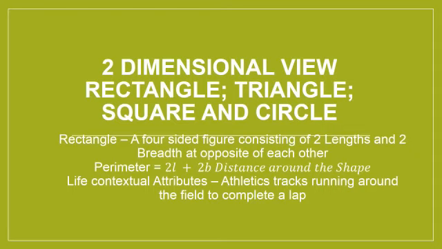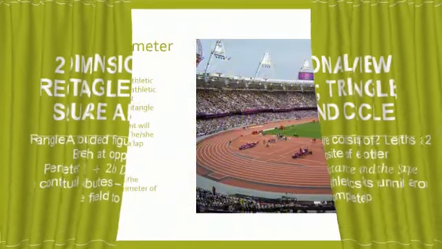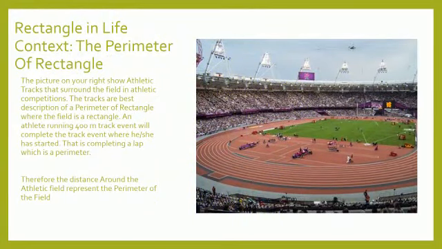That indicates to you that the perimeter of a rectangle is the distance around the shape, which is the rectangle. Live contextual attributes. We attribute this particular shape, the rectangle, to athletic tracks that are surrounding the athletic field in a track and field event. Now, in a track and field event, we have an athletic track surrounding a field.